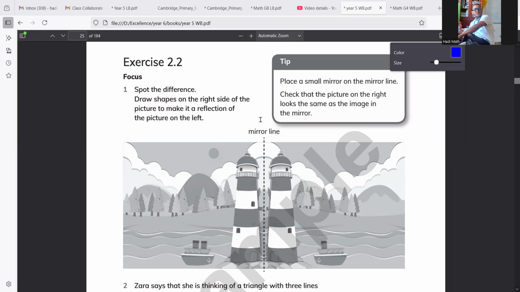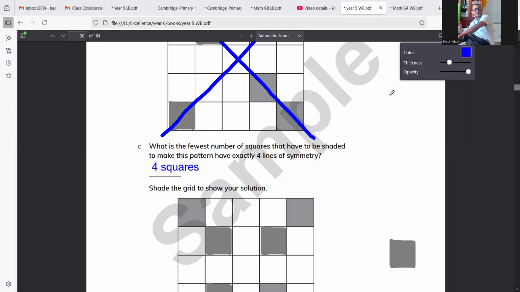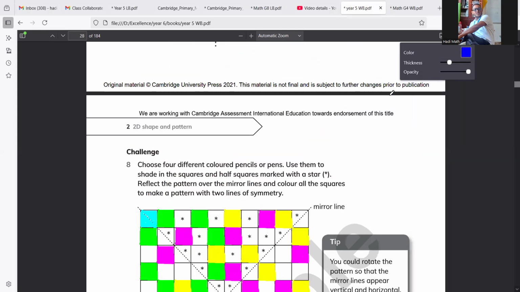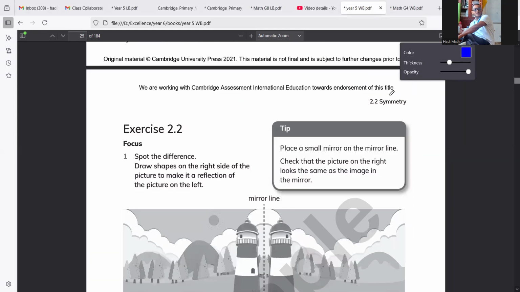This is Cambridge Primary Mathematics. This is the workbook, exercise 2.2, question number 1. Let's spot the difference here. We only need to spot the difference and that's it. So let's see how we could spot the difference on this picture on question number 1.